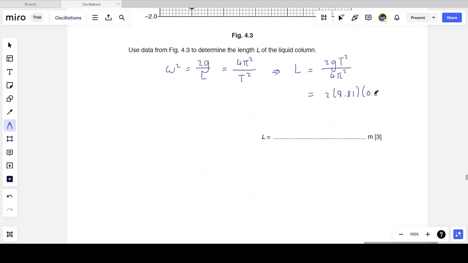So that's 0.5 squared divided by 4 pi squared. And what I get is 1.24 times 10 to the minus 1 in meters. And so this length in two significant figures is 0.12 meters. So that's the total length of the liquid column. I didn't need to do any fancy mathematics because the defining equation for simple harmonic motion in this case was already given.